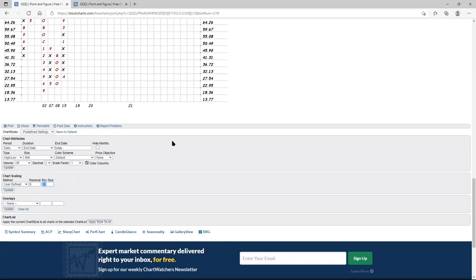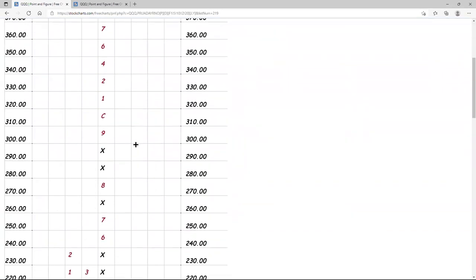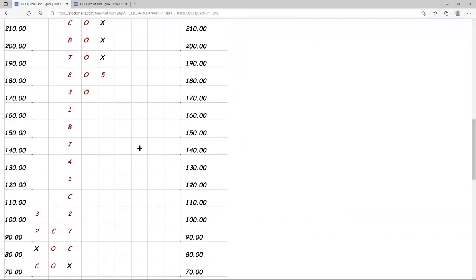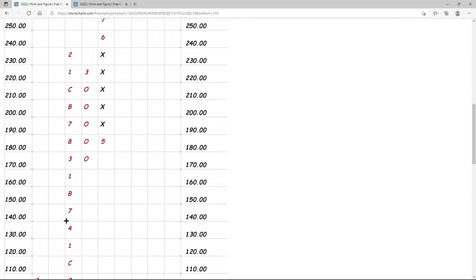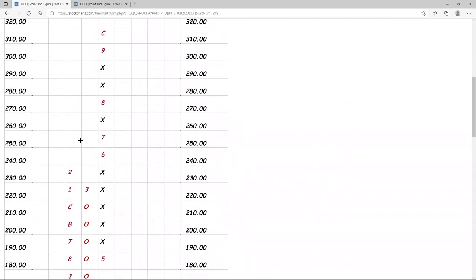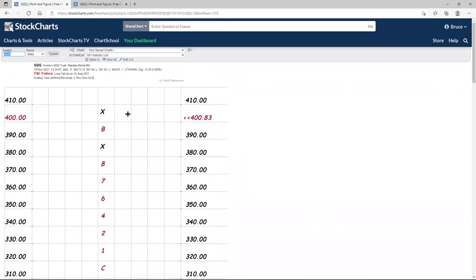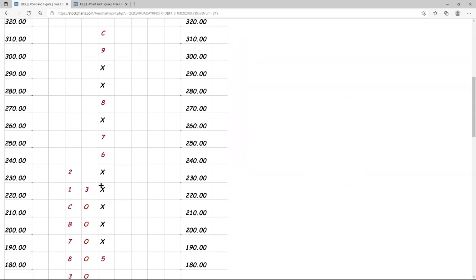Well, now I'm going to do something a little crazy. I'm going to go to 10-point scaling. Let's see what we get here. We should see a whole lot less information. Here's the '02 low. And look at what we get. Each one of these is 10 points. And we go through time and we're up to 400 right here. But look at this move.